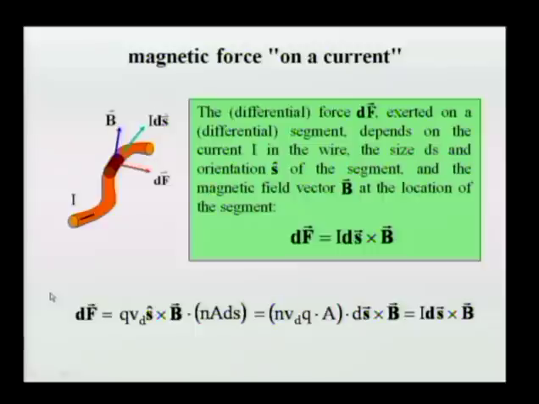It is the differential force exerted on the tiny fragment, on the differential fragment of the wire. What's I? What current? It is current, but which current? Current flowing through that fragment. Now the next symbol is difficult. What is it? The segment vector, correct? And B is the magnetic field vector at the location of that segment.